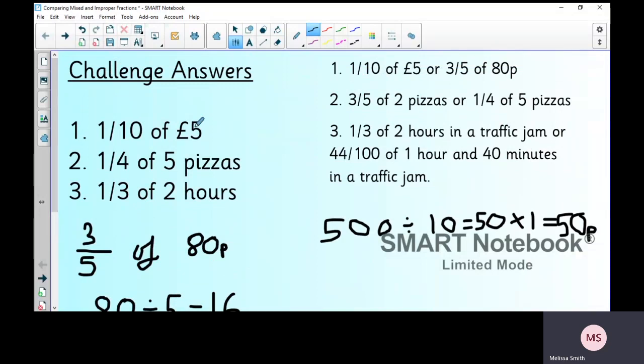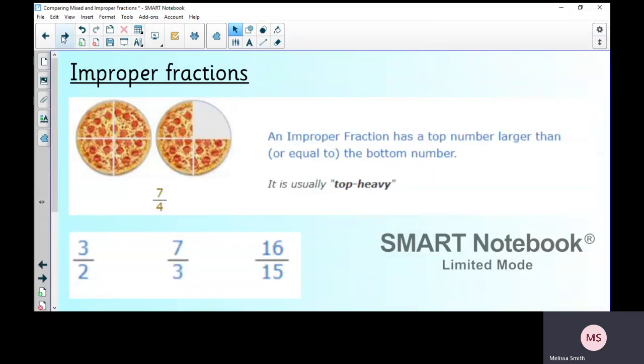That was a quick refresher on how we find fractions of amounts. Now on to the main lesson. Today we are going to be looking at improper fractions and mixed number fractions. Now this is something that we've covered already, so it's just a revision session, a recap of what we've done in class previously. So if we have a look here, improper fractions. An improper fraction has a numerator, that's the number on top, which is bigger than the denominator, which is the number on the bottom. And we can refer to them as a top-heavy fraction.